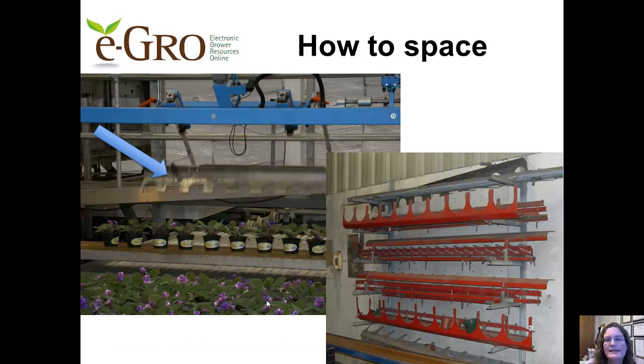The cost of spacing manually has certainly driven the automation of this step. In the photo on the left, you see automatic spacing of potted African violets, and on the right, tines to retrofit the spacing machine to accommodate various container sizes.